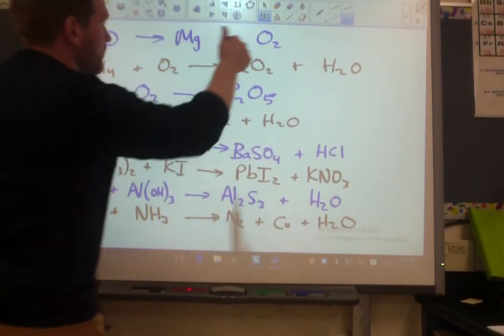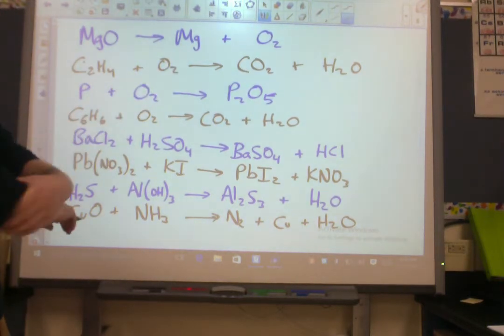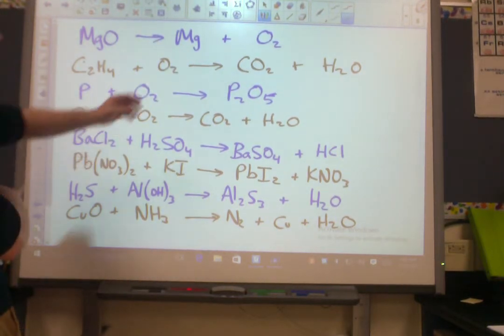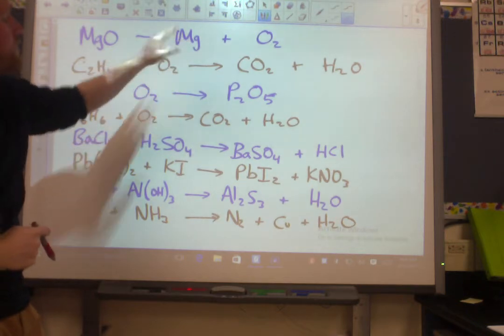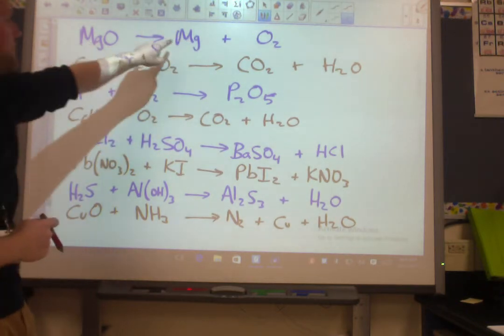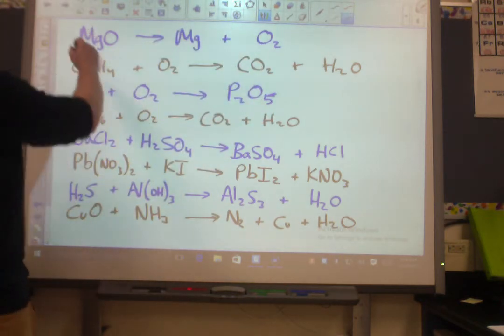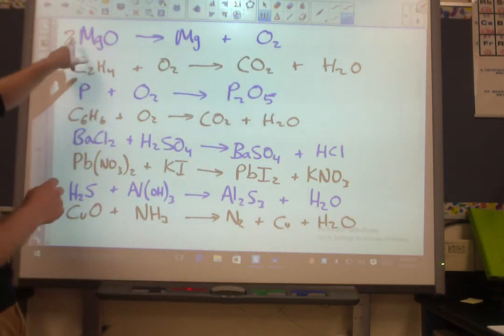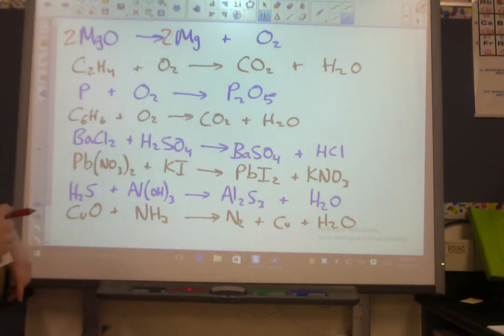Okay, so for the first one, MgO yields Mg plus O2. In this case, I'm going to leave the Mg for last because it's the lone one. And actually, I noticed the Mg's are already balanced. So for O2, I'm going to need 2 O's, okay? And now that gives me 2 Mg's, 1 Mg, so a 2 there. So that's just a simple warm-up problem. That's one of the easiest ones you'll ever see.